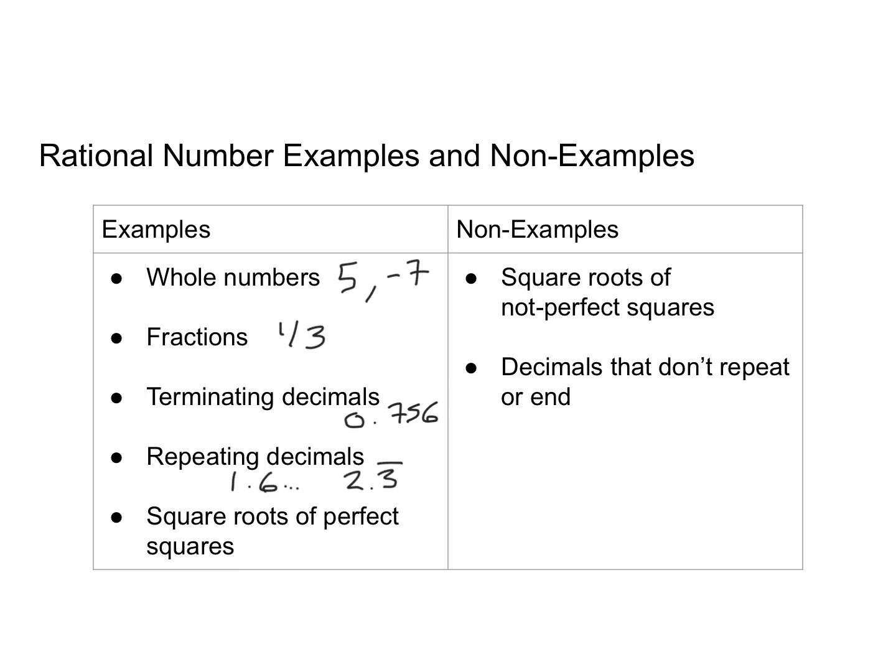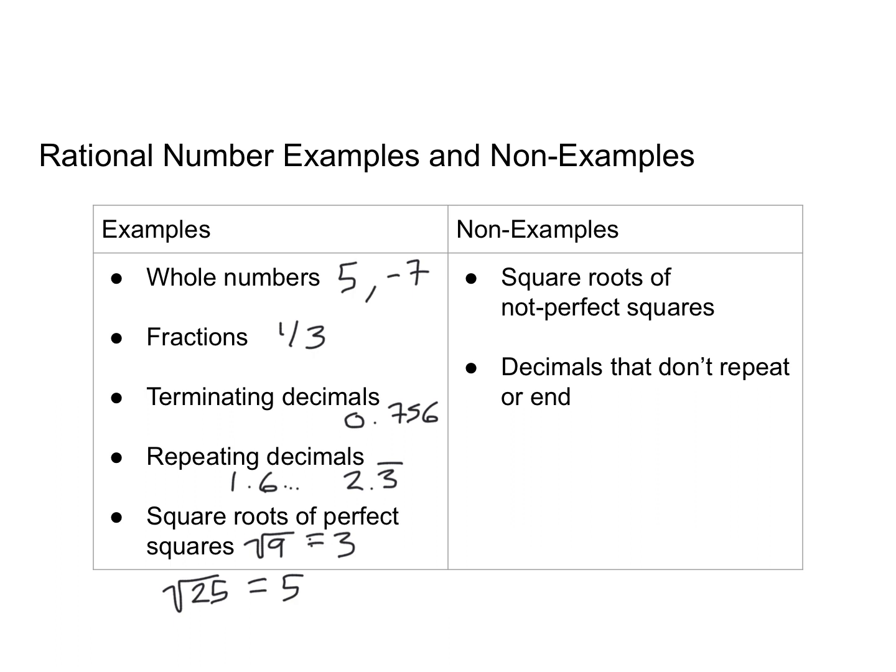And finally, square roots of perfect squares. So examples here would be like the square root of 9. That equals 3, because 3 times 3 equals 9. Or the square root of 25, because that is 5. So those all simplify down to whole numbers.